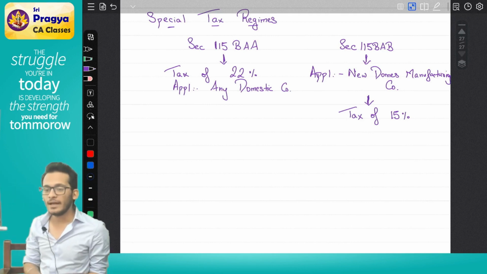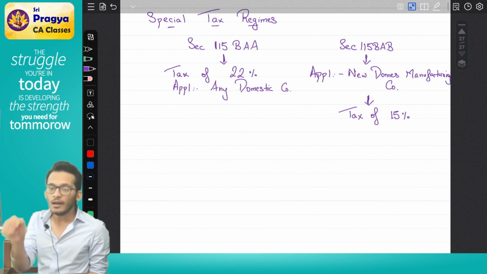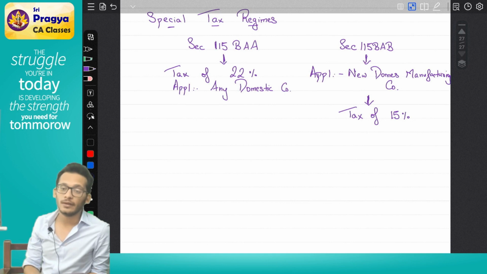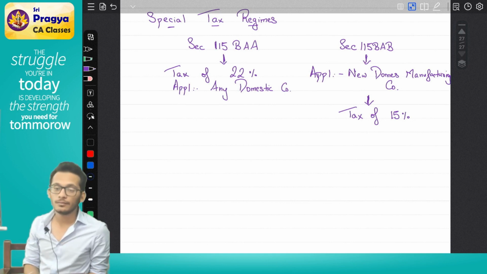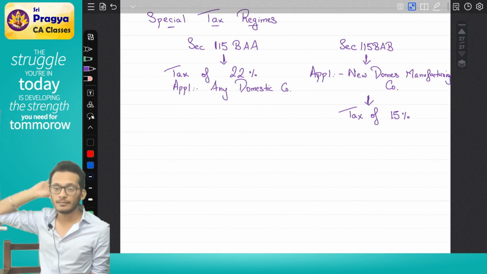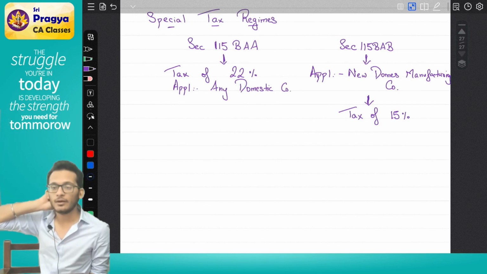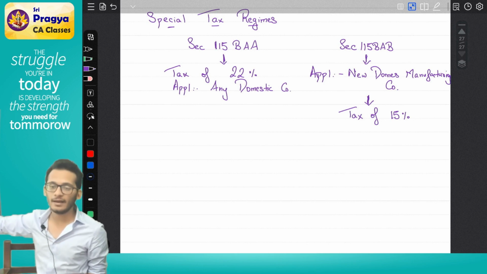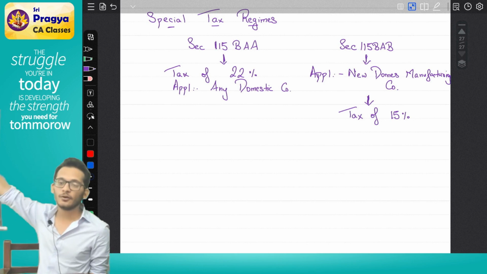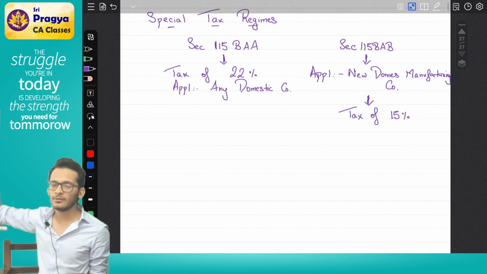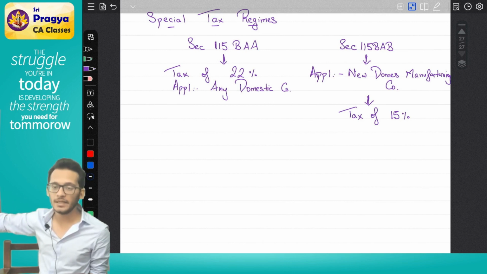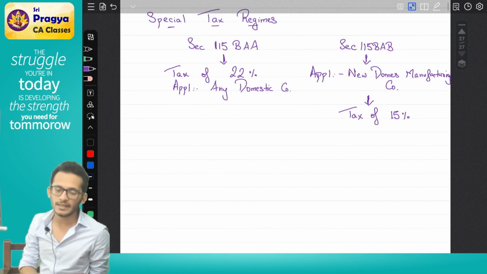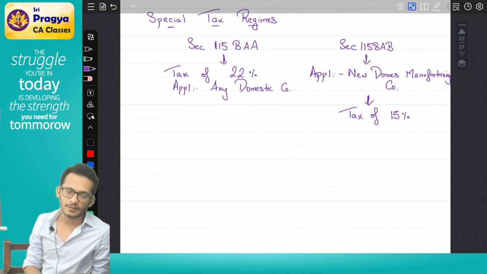Rahul, I am a manufacturing company which was created in 2021. In 2021, am I new? Yes, because this provision was brought in 2019. So am I a new company? Yes. Can I claim BAB? Yes. Can I claim BAA? Yes. Can I claim normal? Yes. In which case, which one do I prefer? I will prefer BAB, because my tax rate is only 15%.